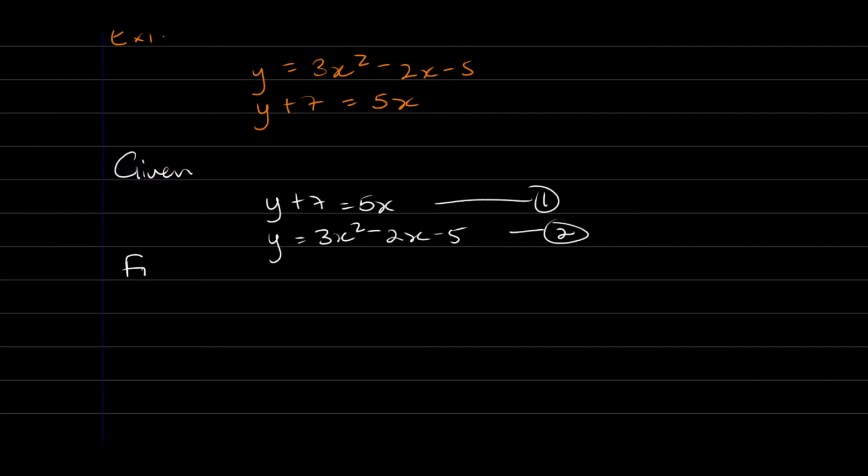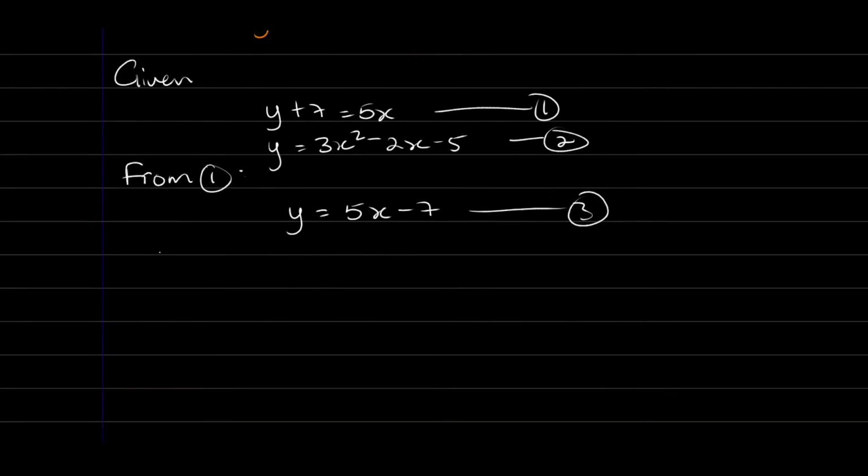And now we're going to say from 1, we'll have y is equal to 5x minus 7. I'll label this as equation number 3 so I can reference it later. And then I can say substitute 3 into 1. No, 1 made 3. So 3 into 2. Right? And then from there, we're going to take this piece here and replace the y over here.